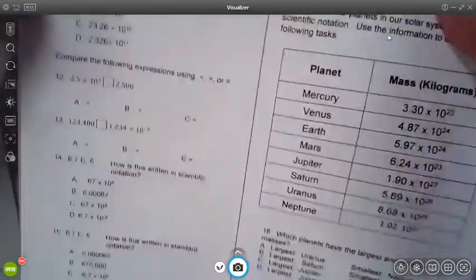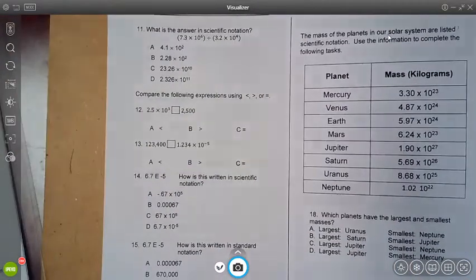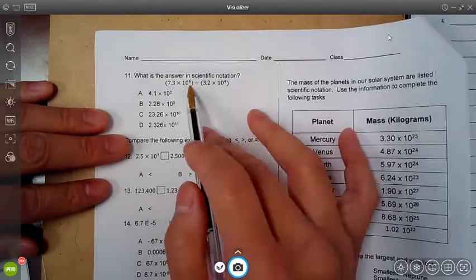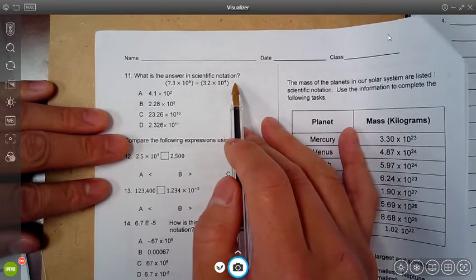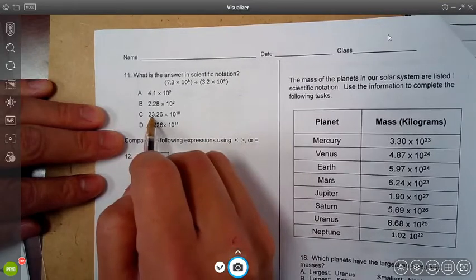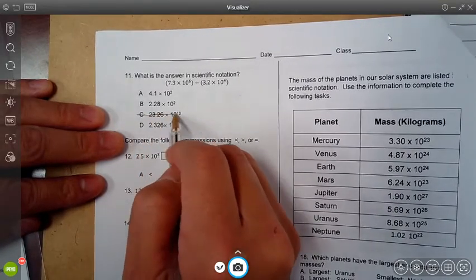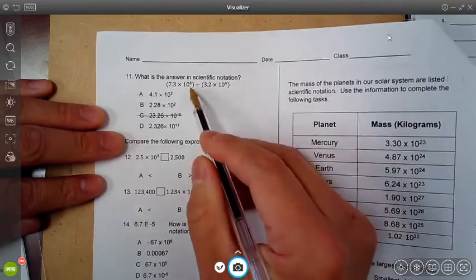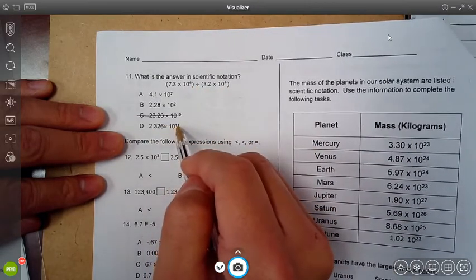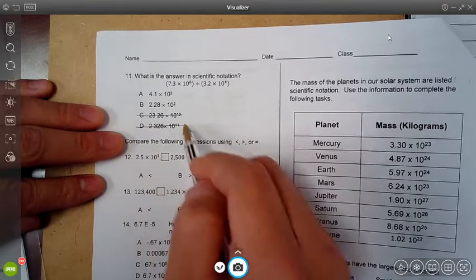Number 11, what's the answer in scientific notation? It looks like I'm dividing. For division, you subtract exponents. You definitely don't add them. C is not even in scientific notation, so we're going to cross out C. We don't add the exponents, so we shouldn't end up with anything close to 10 or 11. So I'm going to cross out D.